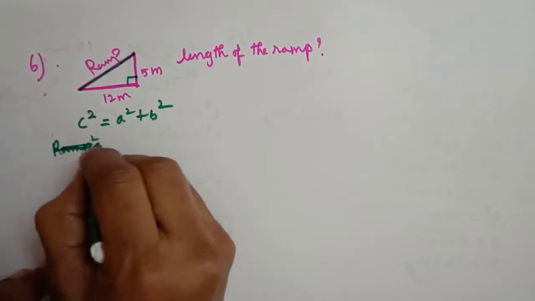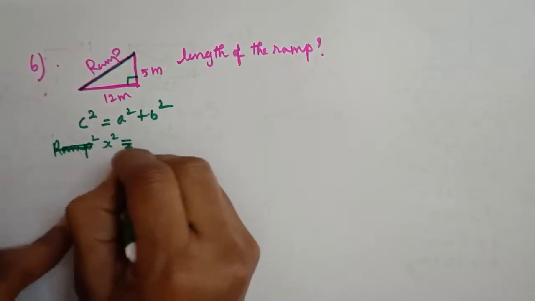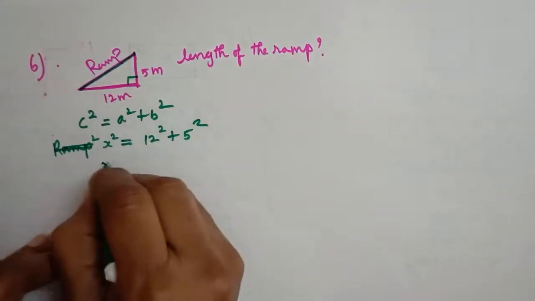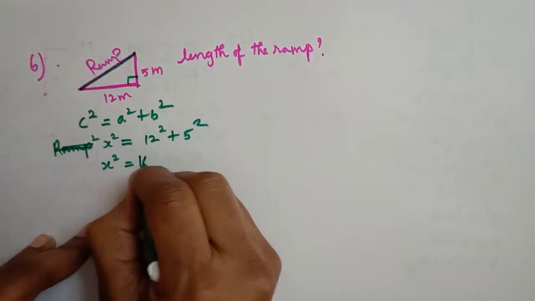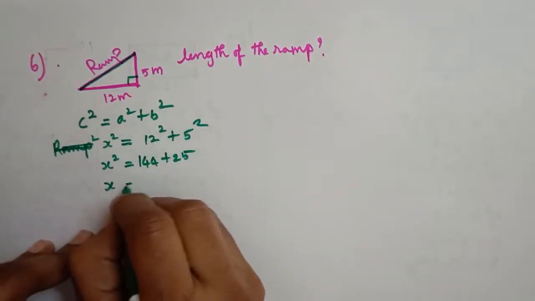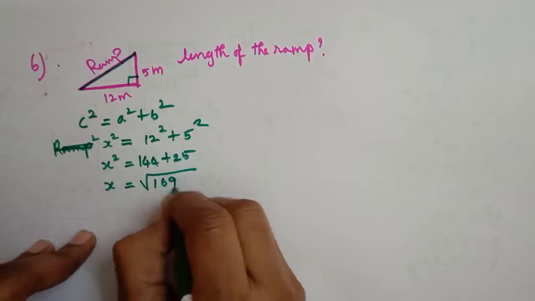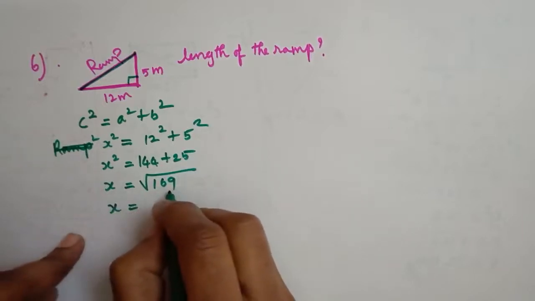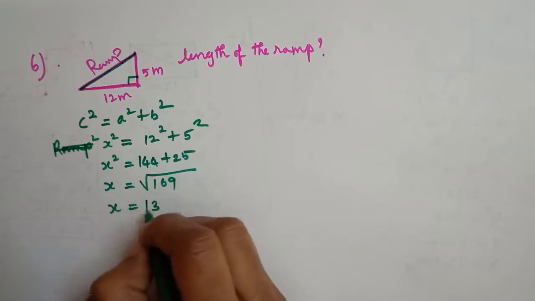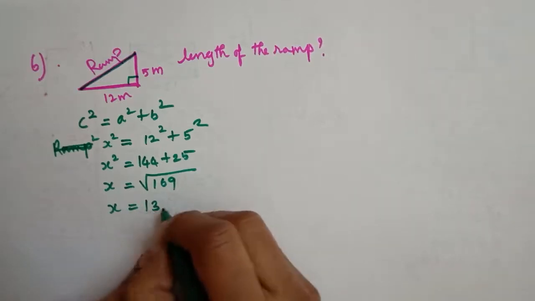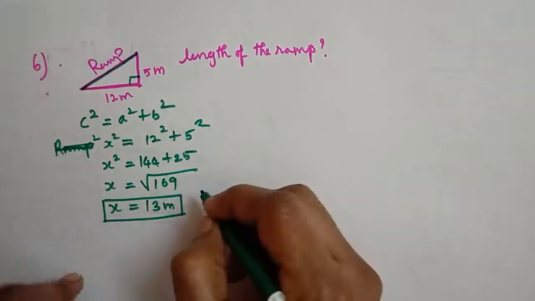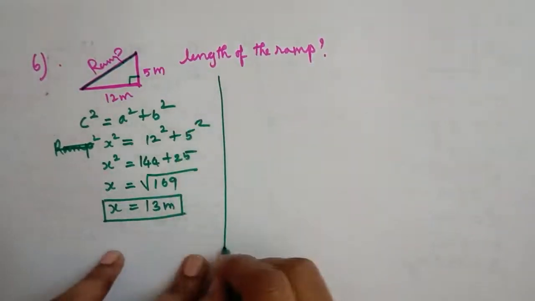So x squared is equal to 12 squared plus 5 squared, so x squared is equal to 144 plus 25. Therefore x is equal to root of 169, which is 13. So the length of the ramp is equal to 13 meter. Is it clear, students? Good.